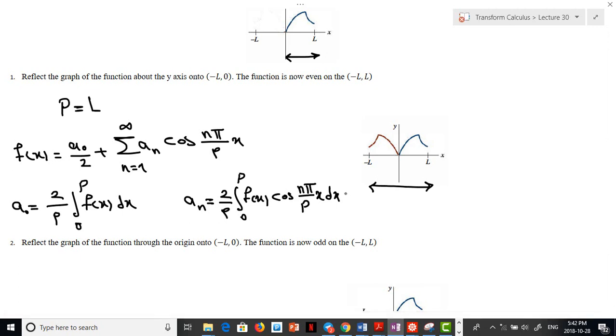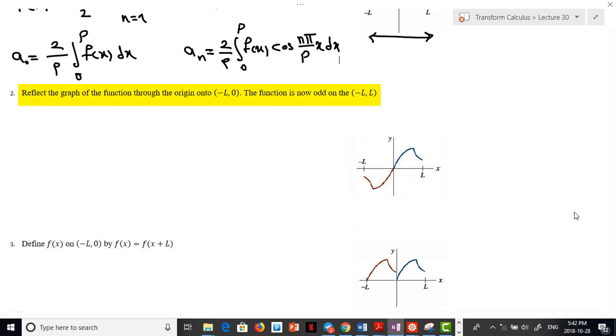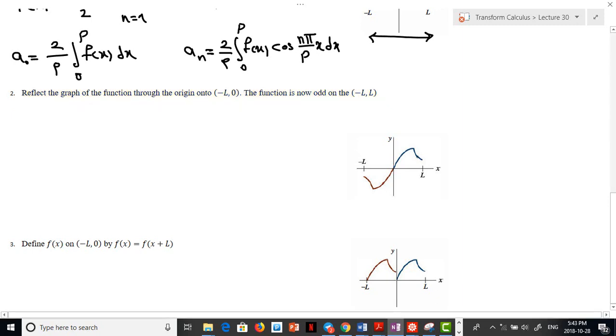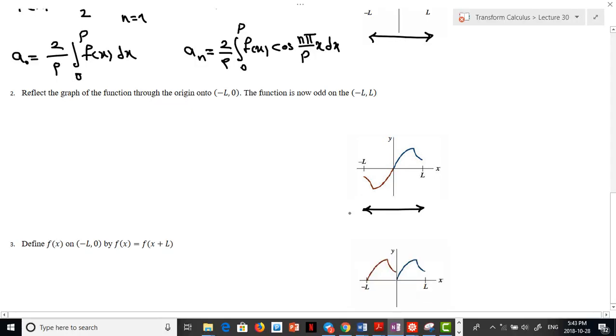The blue one we just reflected with respect to the y-axis. In the second solution, we can find the reflection of the graph of the function through the origin onto the range of minus L to 0. So the function now is an odd function. You can see the blue function is the original function that we have. We found the reflection with respect to the origin, so now we have the red function. So the entire function from minus L to L is one odd function, and we can easily find the Fourier series of an odd function, which is a sine series.